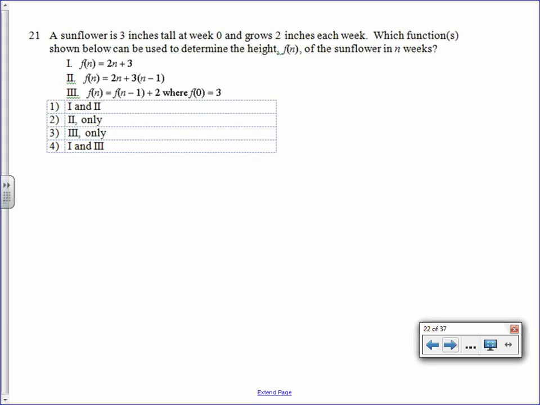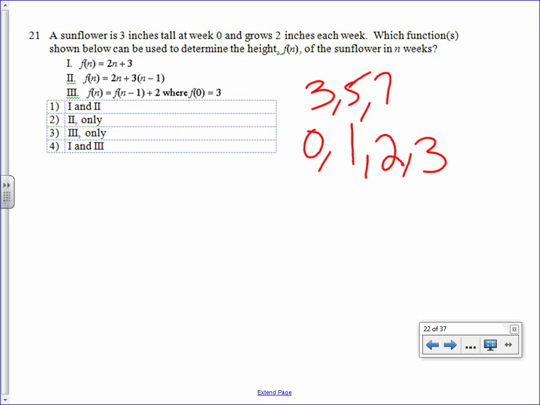A sunflower is 3 inches tall at week 0 and grows 2 inches each week. Which function shown below can be used to determine the height, f of n, of the sunflower in n weeks? Well, in week 0, it's starting at 3 inches tall. That's week 0. Week 1, if it's growing 2 inches, it's going to be 5. Week 2 is going to be 7. Week 3 is going to be 9. Week 4 is going to be 11, etc.